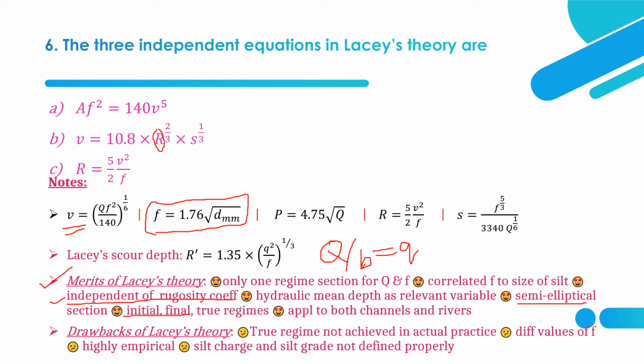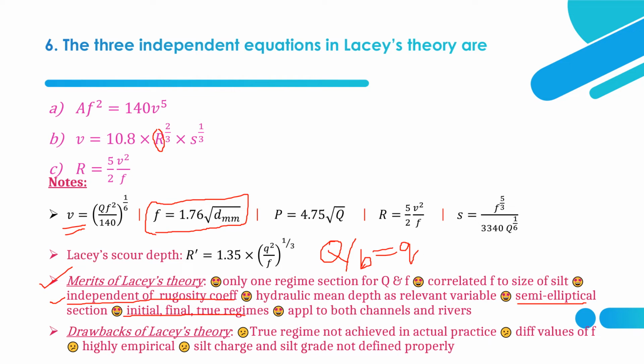Here there are three regimes: initial, final, and true regime. True regime is nothing but a channel shall be in regime if there is neither silting nor scouring. This is the true regime. Initial regime means the first stage of regime obtained by a channel after it is in service. That is the initial regime.